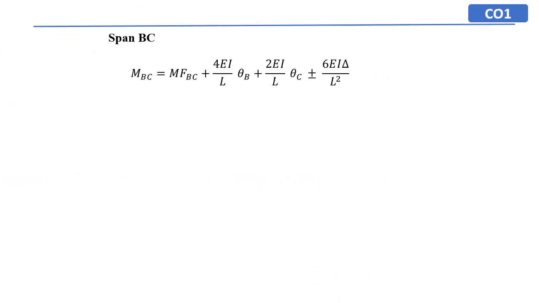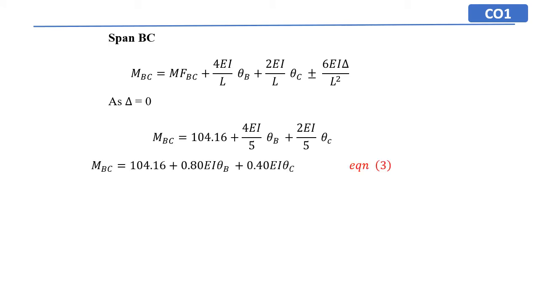For span BC, MBC is equal to MFBC plus 4EI by L theta B plus 2EI by L theta C plus or minus 6EI delta by L square. So here delta will be equal to 0. MBC is 104.16 plus 4EI by L theta B plus 2EI by L theta C. We get the equation 104.16 plus 0.80 EI theta B plus 0.4 EI theta C, which is equation number 3.